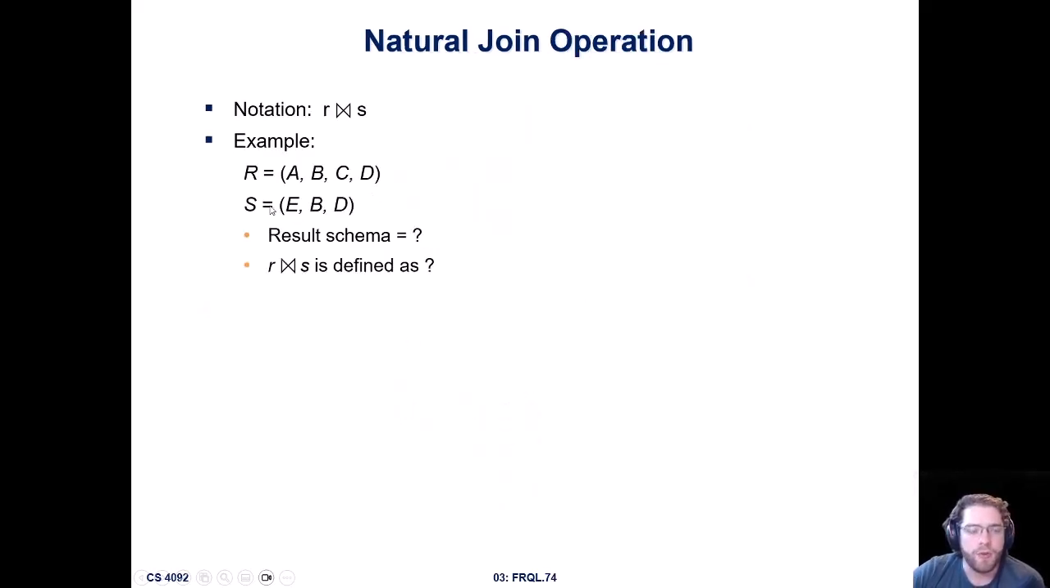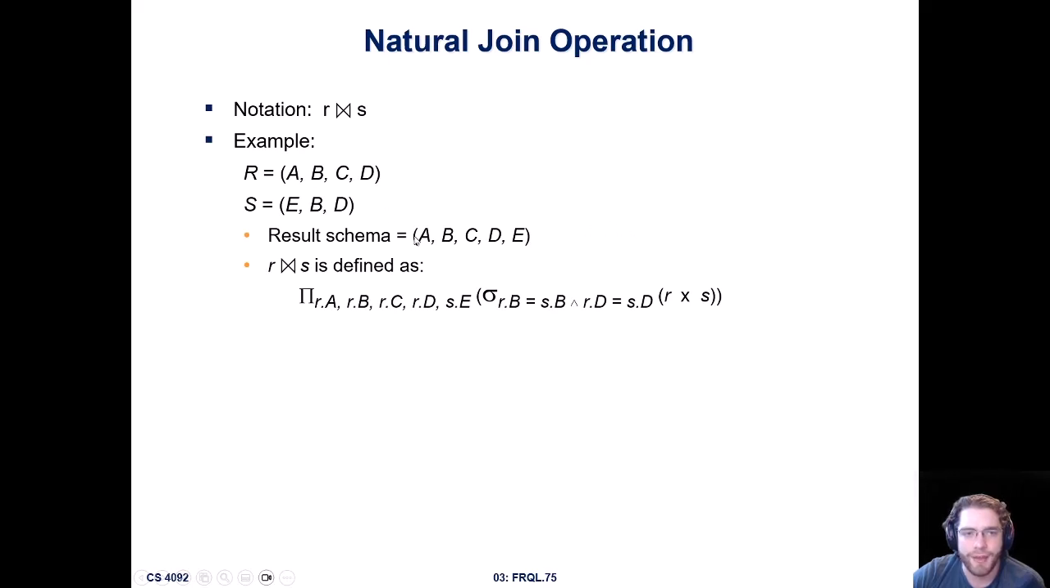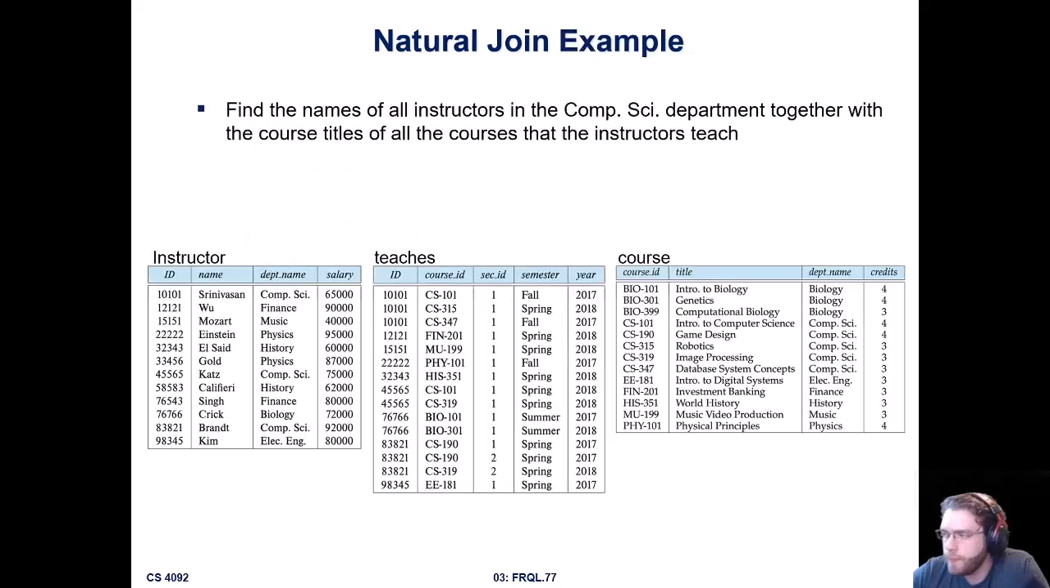Okay. So if I have a relation R with ABCD and a relation S with EBD, our resulting schema here, we bring in A from our first one. We bring in B because it's common in both of them. We bring in C because it's in our first one. D, it's common in both of them. And then we have to append in the attribute of E at the end of there to result for it.